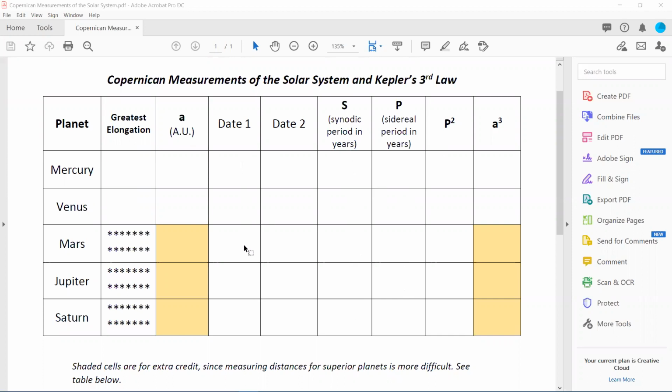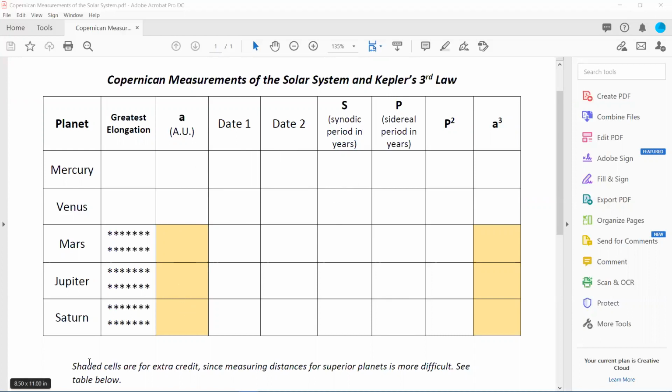Now, don't forget, for the last 3 rows, you do not have to skip a conjunction. For the first 2 rows, you do have to skip a conjunction because those are inferior planets. So you're going to fill out this whole block yourself. Now, if we go back to the determination of A, remember, that method only works for inferior planets. So only these 2 numbers will be numbers that you found yourself. What you can do for these is just look them up.